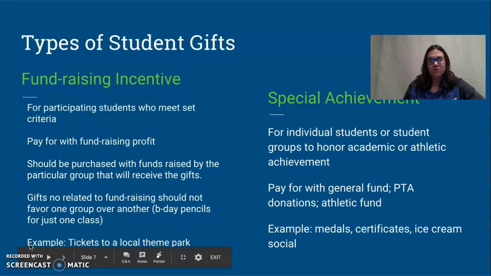So again, in my children's school, they have an incentive or a special achievement award for the amount of reading that they do. And then every nine weeks, they get maybe a snow cone party or just different things like that.